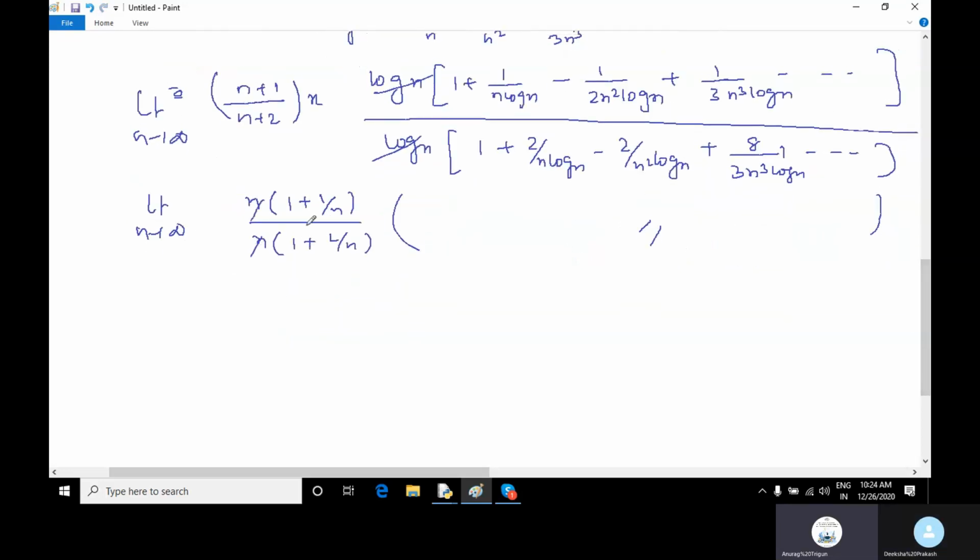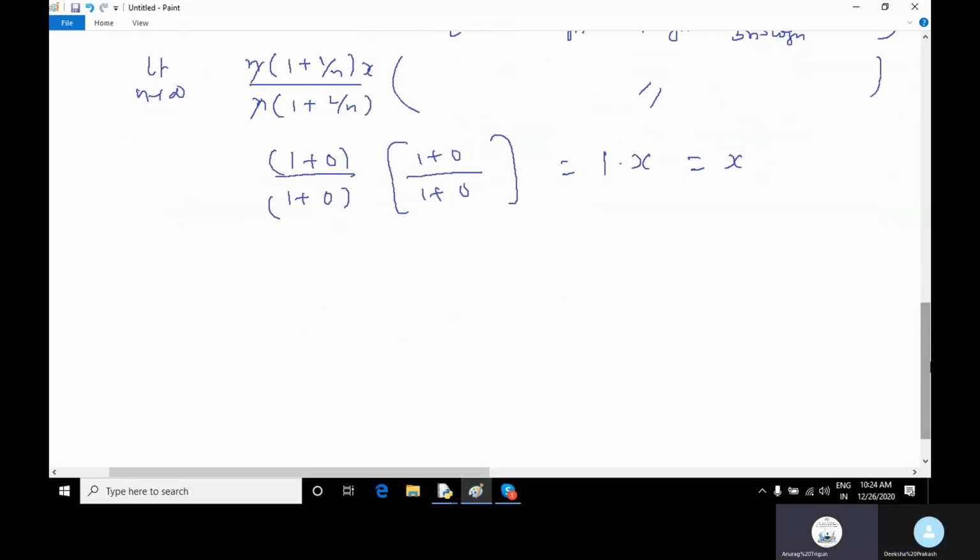So it becomes 1 plus 0, 1 plus 0. And here you get 1 plus this whole term, which is 0 only, and down also 1 plus 0, so you get 1 here. This x is there, that's why 1 into x, which is x only. So you can write it here now. X means you got some constant value here.